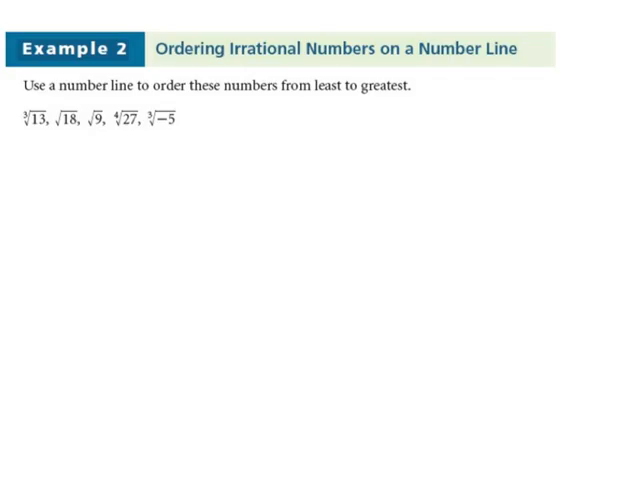So the last question we're going to do is use a number line to order these numbers from least to greatest. So we have cube root 13, square root 18, root 9, 27 to the power of root 4, and negative 5 cube root. Now, you could plug this in your calculator, and then the answers are quite easy. But what if you do not have a calculator? That would be a little bit of a challenge.